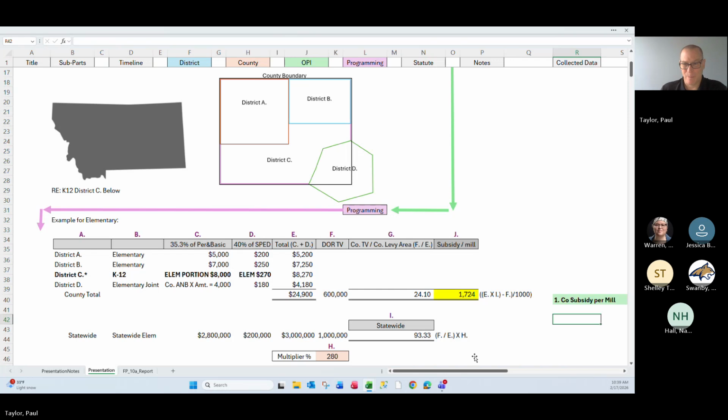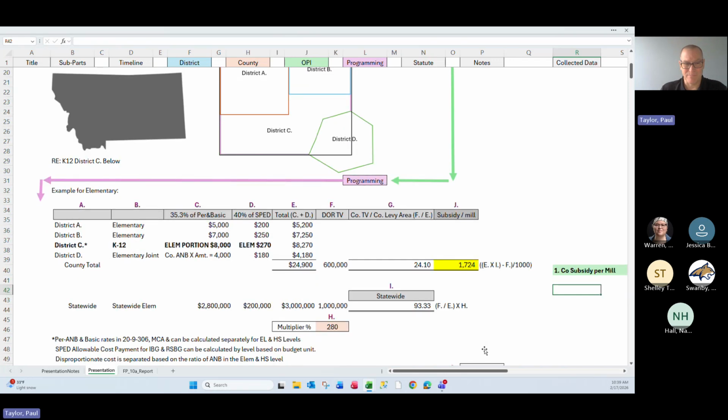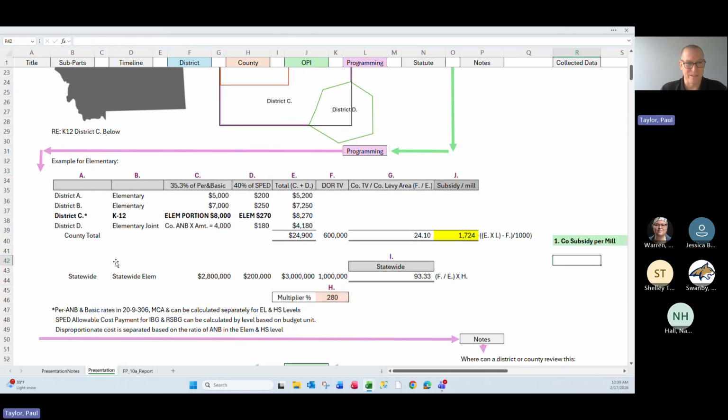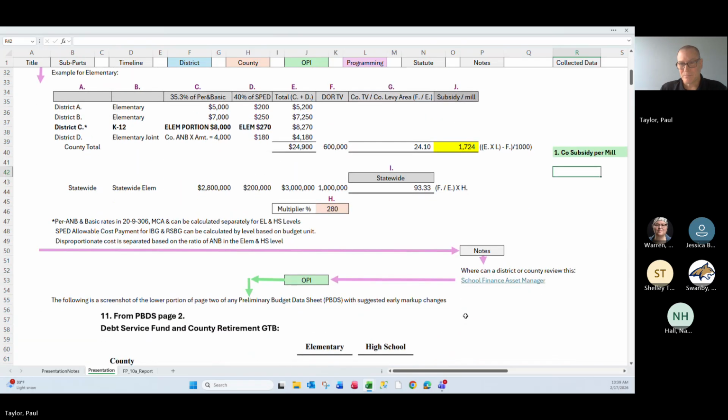Okay, moving on to the next step. Now, what did I hear? I have a star. Oh, I think I explained that too far. Okay, let's follow the line. Okay, so where can a district or county review this?